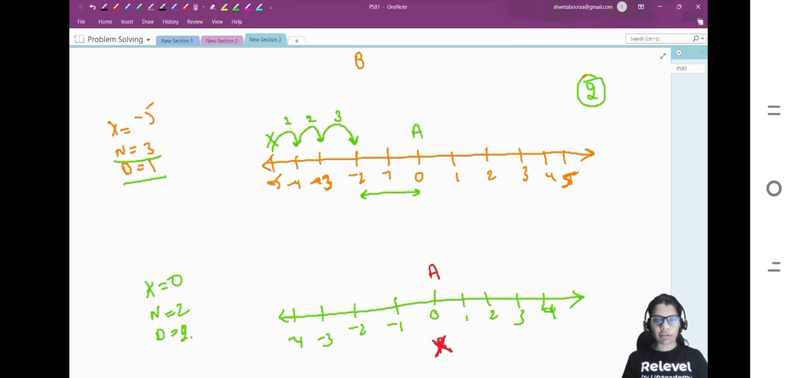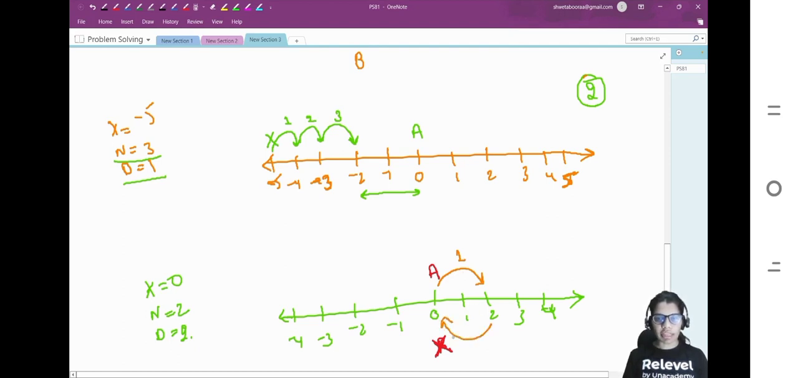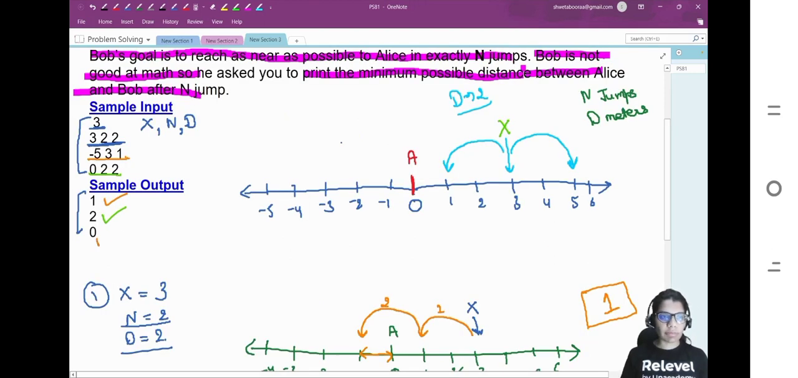The reason being, it is given in the question that you would have to make N jumps in any case. So here we can say that Bob would take one jump away from Alice, and then take a second jump towards Alice of distance 2, and it would come here again. So the ultimate distance between Alice and Bob would be 0. Here you can see our output is correct, right?